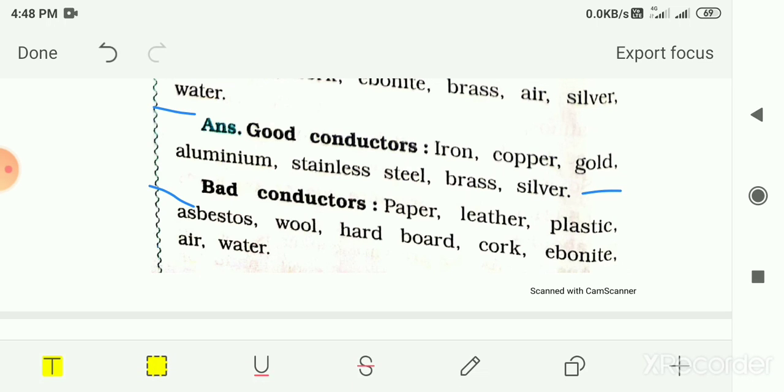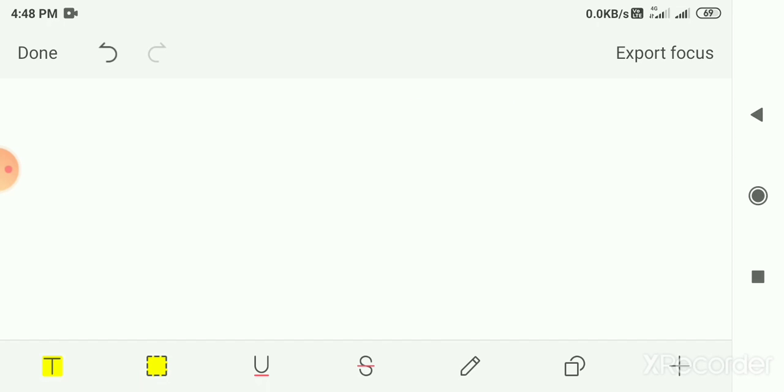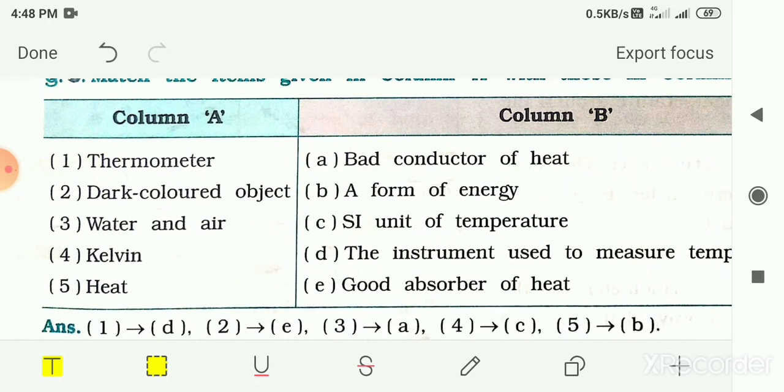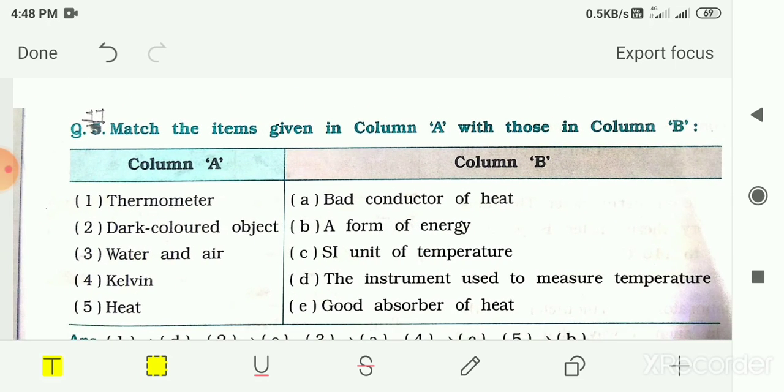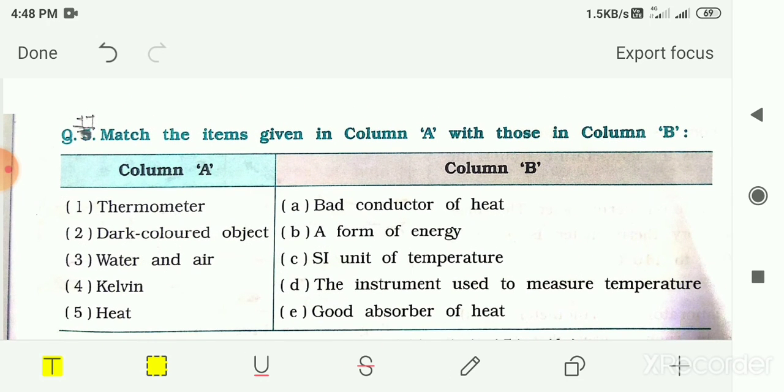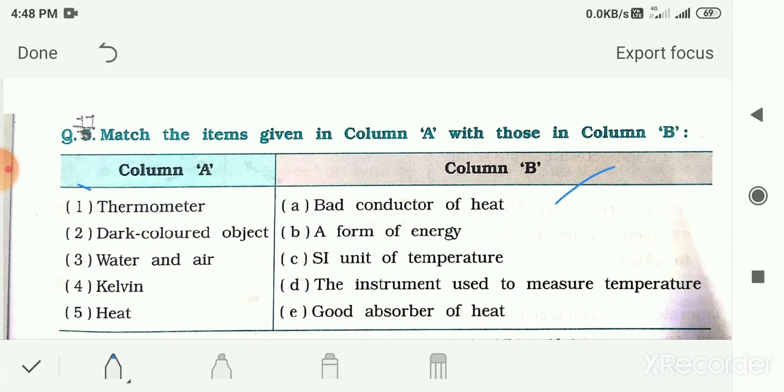Now next question number 11 is match the following. Here matching is given to you. In column A, thermometer, dark color object, water and air, Kelvin and heat are given to you. In column B, the first option A is bad conductor of heat. In option B, a form of energy. In option C, SI unit of temperature. D is the instrument used to measure temperature. And in E, good absorber of heat is given to you.